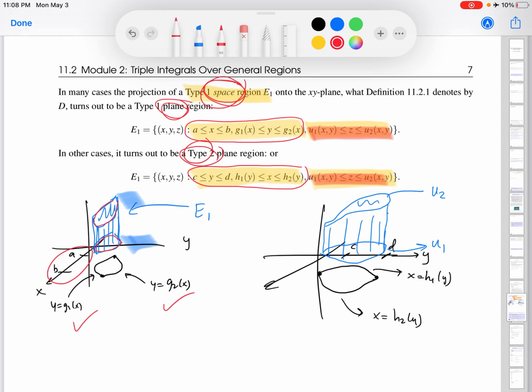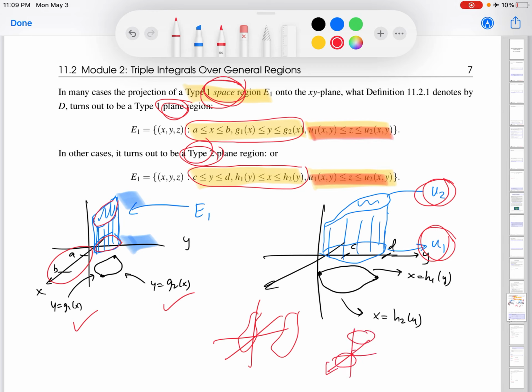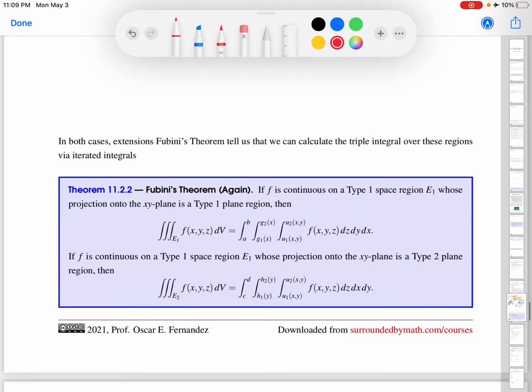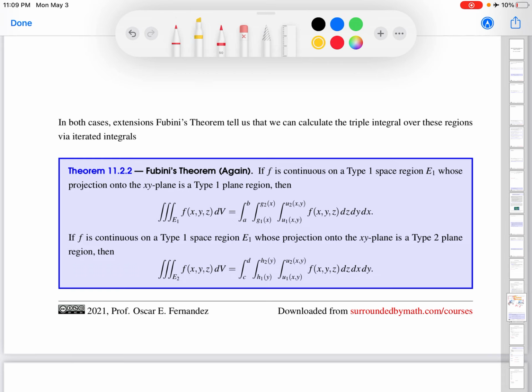regions. These are effectively like, instead of having u1 and u2 be bounding surfaces that are below and above, you could have a u1 surface that is bounding from the left and from the right. You could have a u1 surface that is bounding from the front and from the back. So these give rise to the type 2 and type 3 space regions. But again, we don't need to go there. This is enough for us to deal with in this video. So once again, we meet the Fubini theorem generalization to this context. I did put Fubini in here this time.